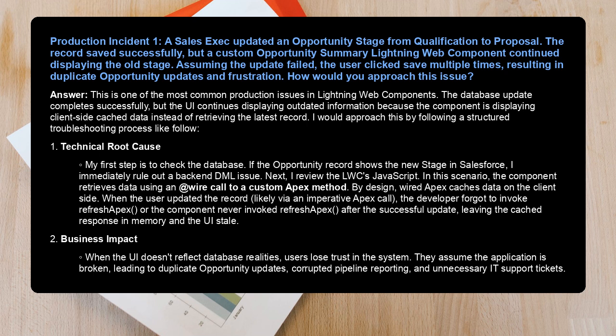1. Technical root cause. My first step is to check the database. If the opportunity record shows the new stage in Salesforce, I immediately rule out a backend DML issue. Next, I review the LWC's JavaScript. In this scenario, the component retrieves data using an @wire call to a custom Apex method.